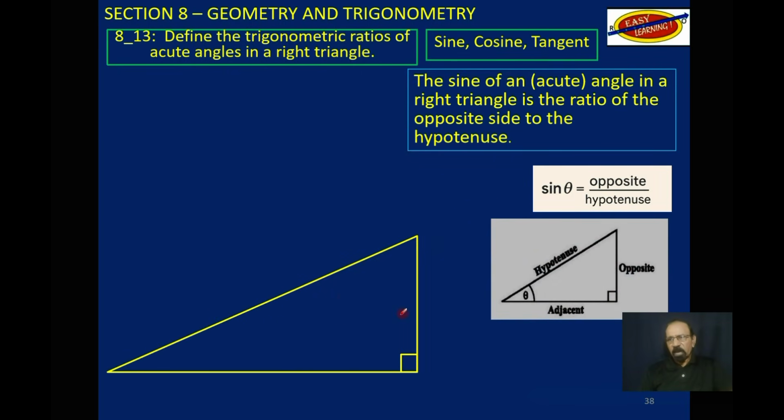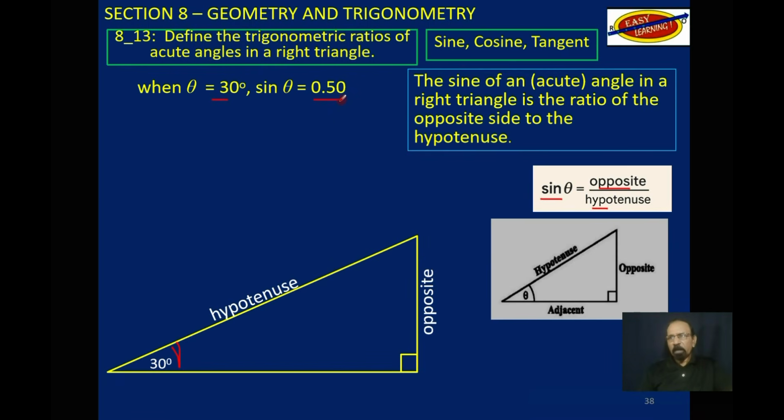Let's consider this triangle here. That's the hypotenuse because it is opposite the right angle. We will consider this angle here. It is 30 degrees. That is the opposite side. Now, if we consider the sine of 30, it will be the ratio of the opposite to the hypotenuse.